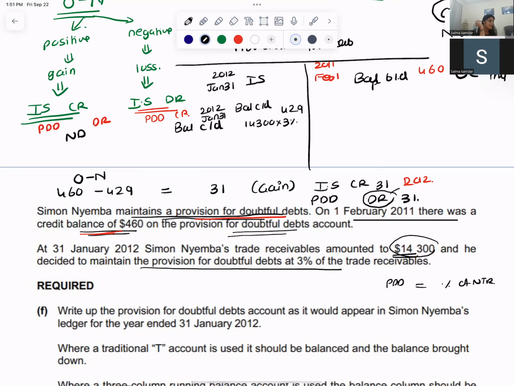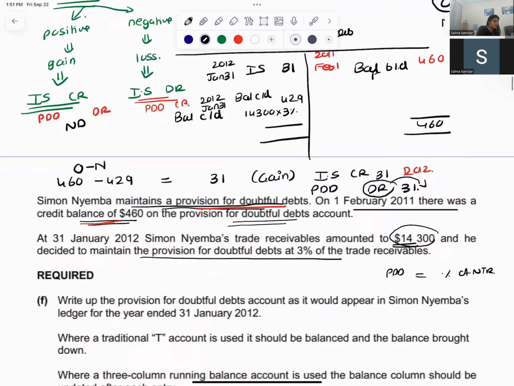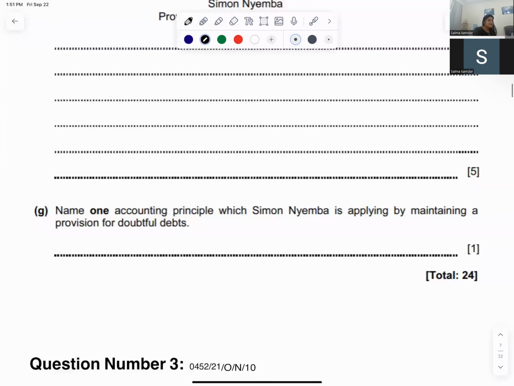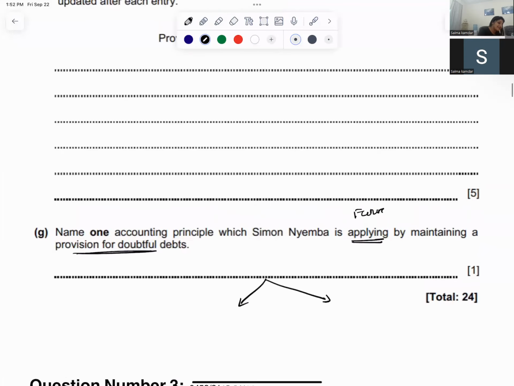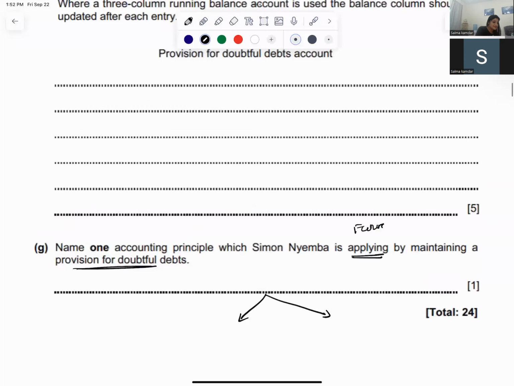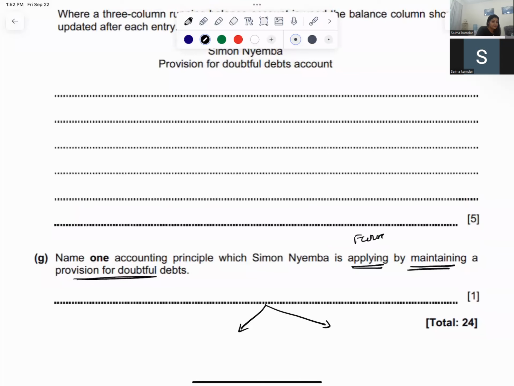So this is how I prepare my provision for doubtful debts. The accounting principle which we apply when I maintain a provision for doubtful debts account is that I am estimating that my future trade receivables will not pay me. So we follow two accounting principles while making the provision for doubtful debts. You need to memorize it. The two accounting principles are prudence and accrual. These are the two accounting principles that you follow while making a provision for doubtful debts account.